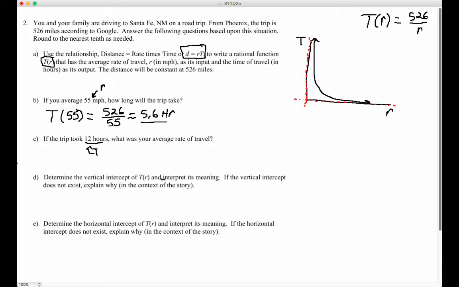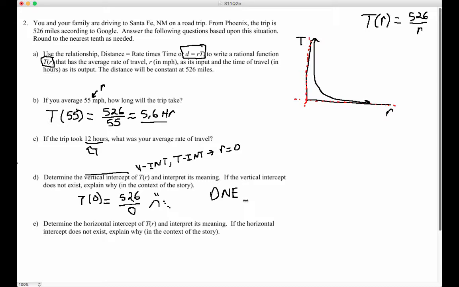So if we actually try to find the vertical intercept, remember that the vertical intercept here, that's the y-intercept, which in our case is the t-intercept, which infers to us that r would be equal to 0. Well, let's try plugging that in and find out what happens here. If you try to do t of 0, you get 526 divided by 0, and nope, we're not doing that. That's division by 0. So the correct answer is does not exist.